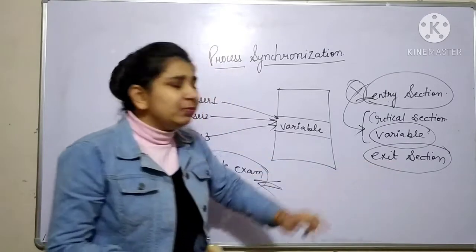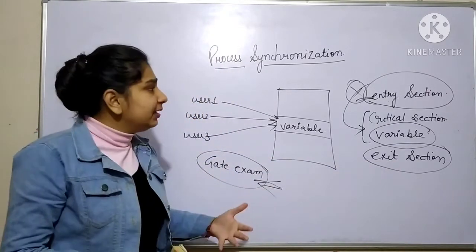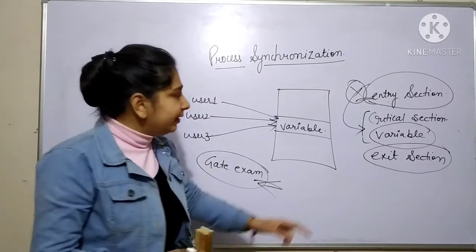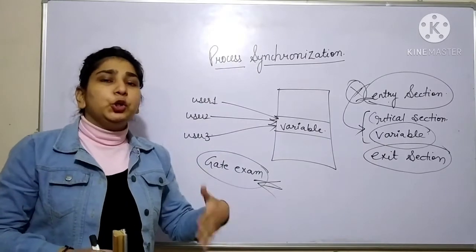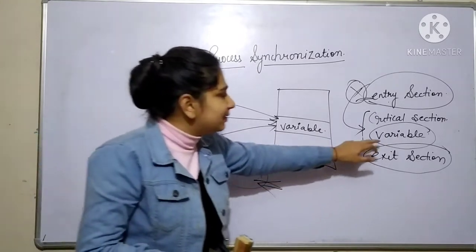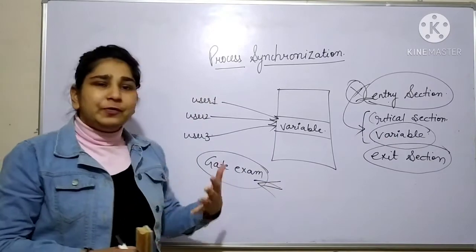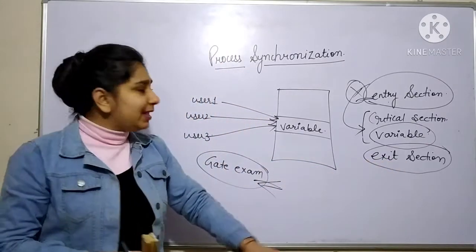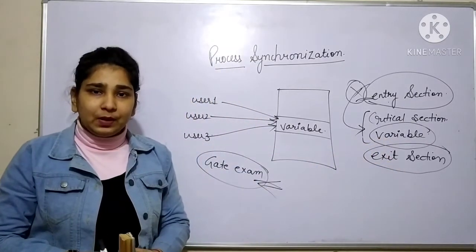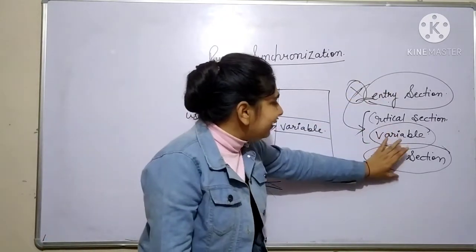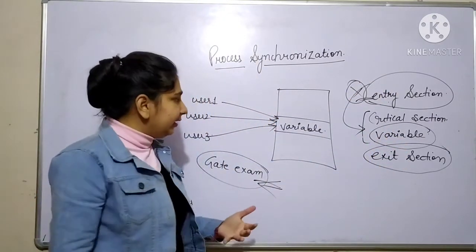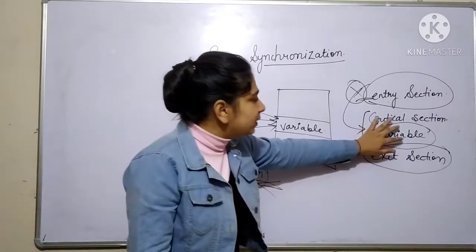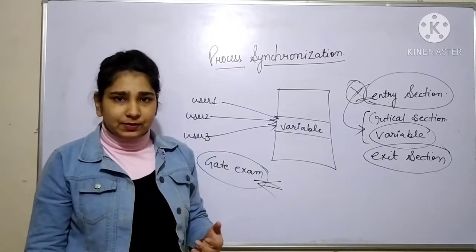Exit section means now you are allowing other requests to access this variable. When one request was accessing the variable, you were stopping other processes from accessing it. After it has completely executed, now you are letting other processes access this variable. So with the help of entry and exit sections, we are controlling the user requests, we are controlling the access of this variable by the user requests.